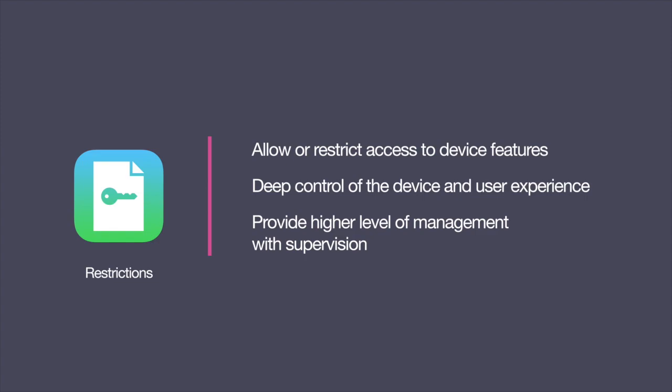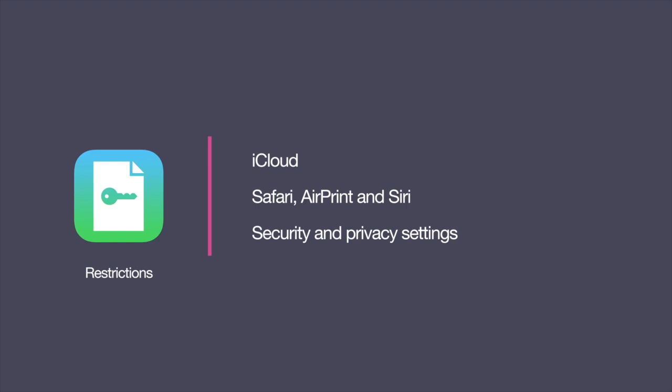You may choose to deploy dock icons or a user desktop. Additionally, with supervision, you have a deeper control of that OS and that environment because the device is actually supervised. And this is done by enrolling the device through the Apple Device Enrollment Program. You can control iCloud and additional services. You can control Safari, AirPrint, and Siri. You may have data loss prevention policies in place, in which case disabling iCloud might be something for your organization. You can configure security and privacy settings, such as screensaver timeouts also.